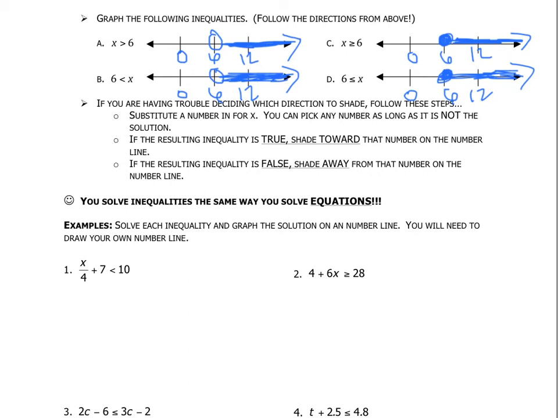Okay, if you were to choose something like, let's look at letter B. If I were to choose an answer like 0, and put it in for x, it would read that 6 is less than 0. Well, that doesn't make any sense. 6 is not less than 0. So 0 would not be a solution. So that's kind of how you can check it.